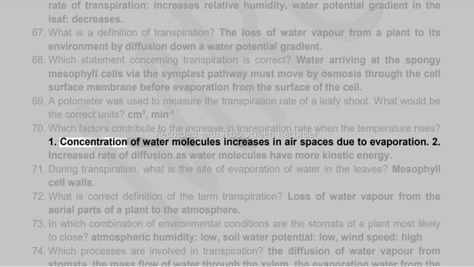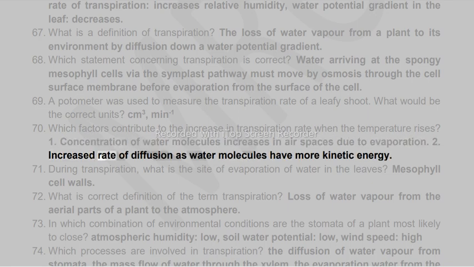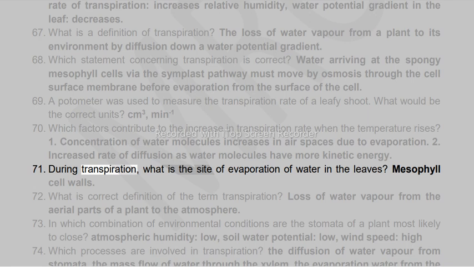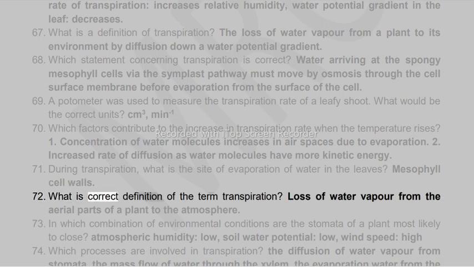70. Which factors contribute to the increase in transpiration rate when the temperature rises? 1. Concentration of water molecules increases in air spaces due to evaporation. 2. Increased rate of diffusion as water molecules have more kinetic energy. 71. During transpiration, what is the site of evaporation of water in the leaves? Mesophyll cell walls.